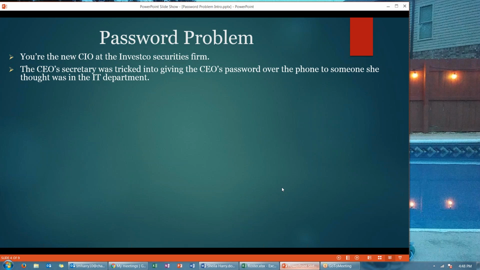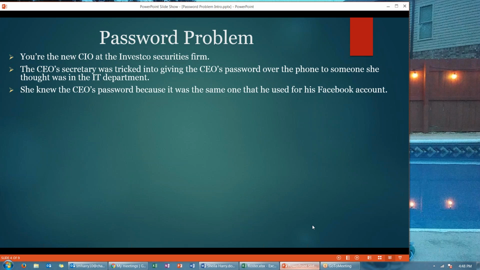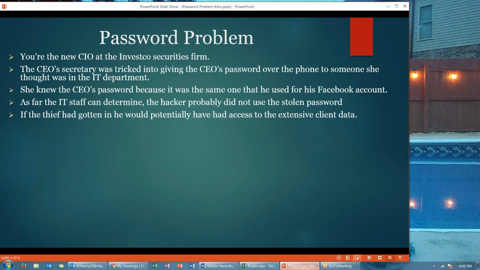You're the new CIO at Invesco Securities Firm. As the name implies, this is a firm in the financial industry that handles securities. Now, the CEO's secretary was tricked into giving his password over the phone to someone she thought was in the IT department. She knew the CEO's password because it was the same one that he uses for his Facebook account. As far as the IT staff can determine, the hacker probably did not use the stolen password. However, if the thief had gotten in, he would potentially have had access to all of the extensive client data.